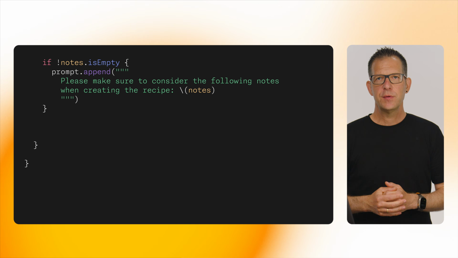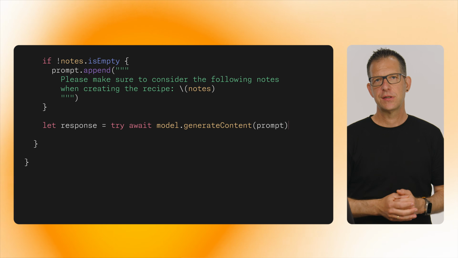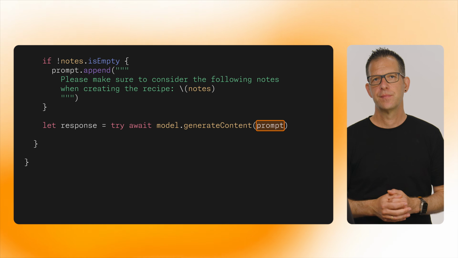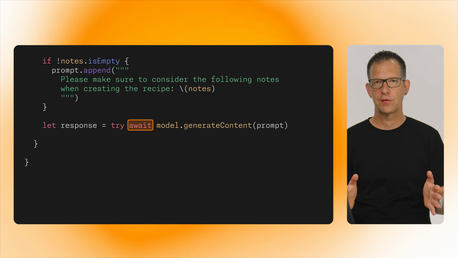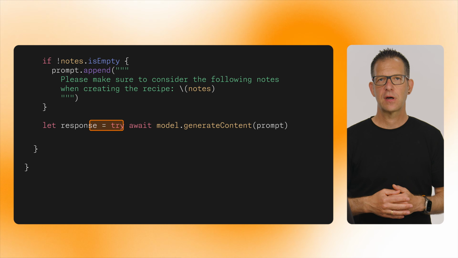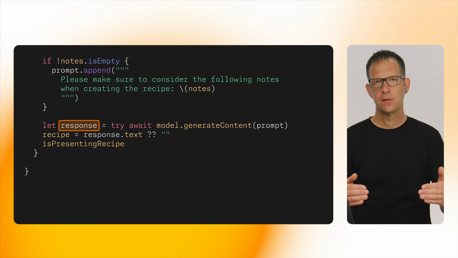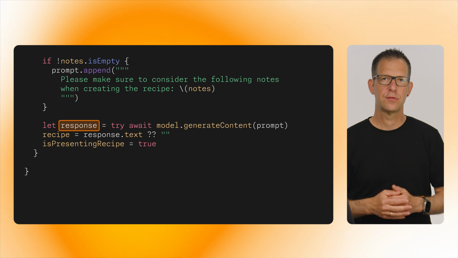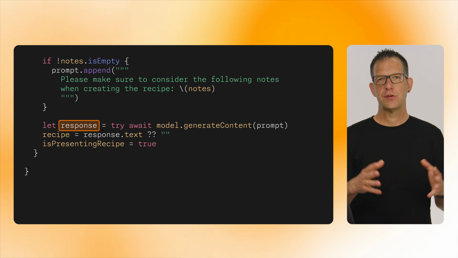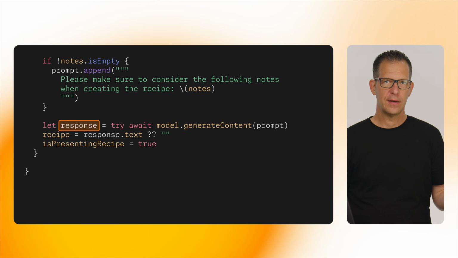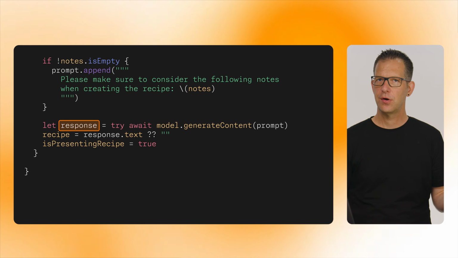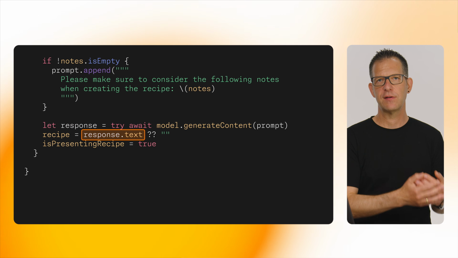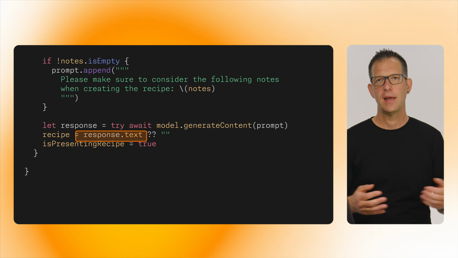Once we've assembled the prompt, we can call model.generateContent and pass the prompt as an argument. Note how we're using the await keyword, as this is an asynchronous call. This means the current function is suspended while we're waiting for the call to the model to return. This helps to ensure your app doesn't block the UI thread, making it appear unresponsive to the user. Once the call returns, we can retrieve the generated recipe from the response's text property and display it on the UI.